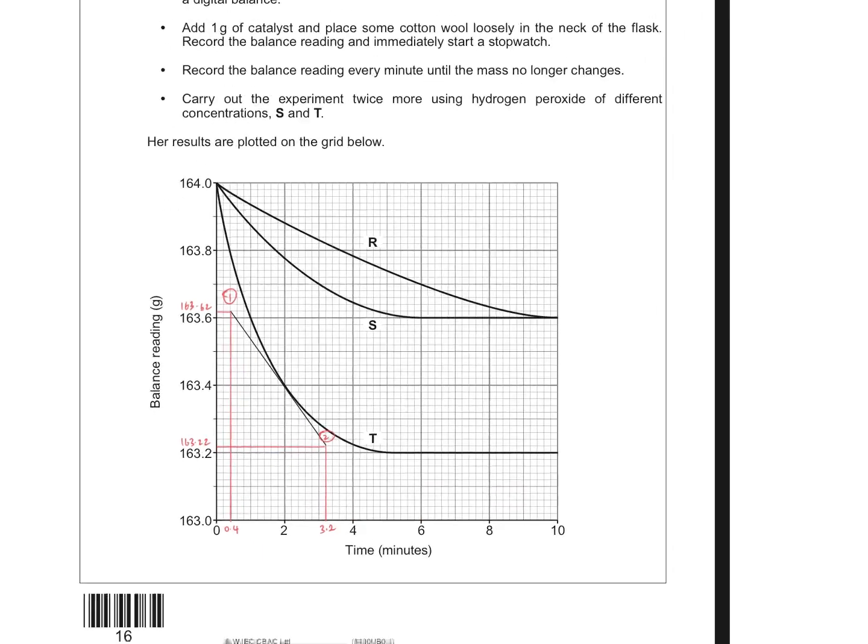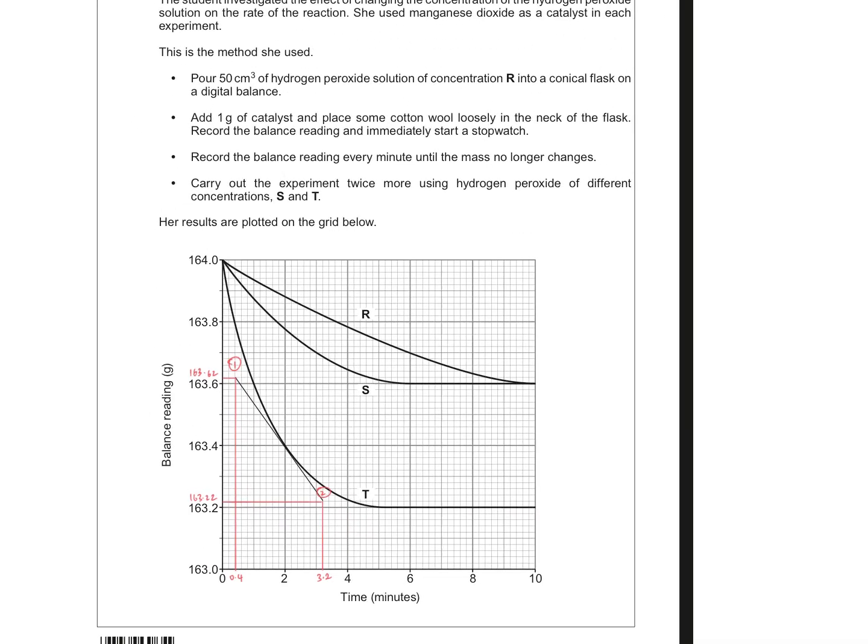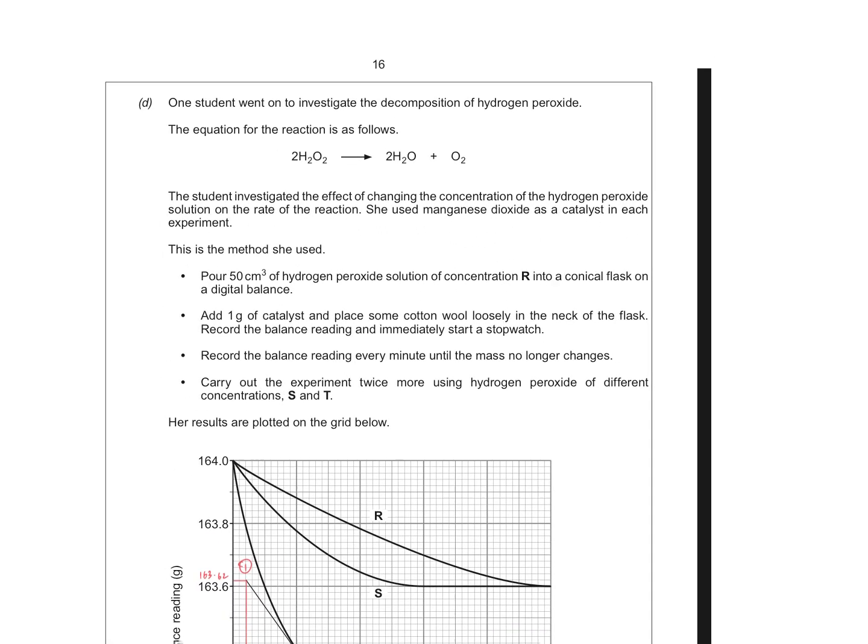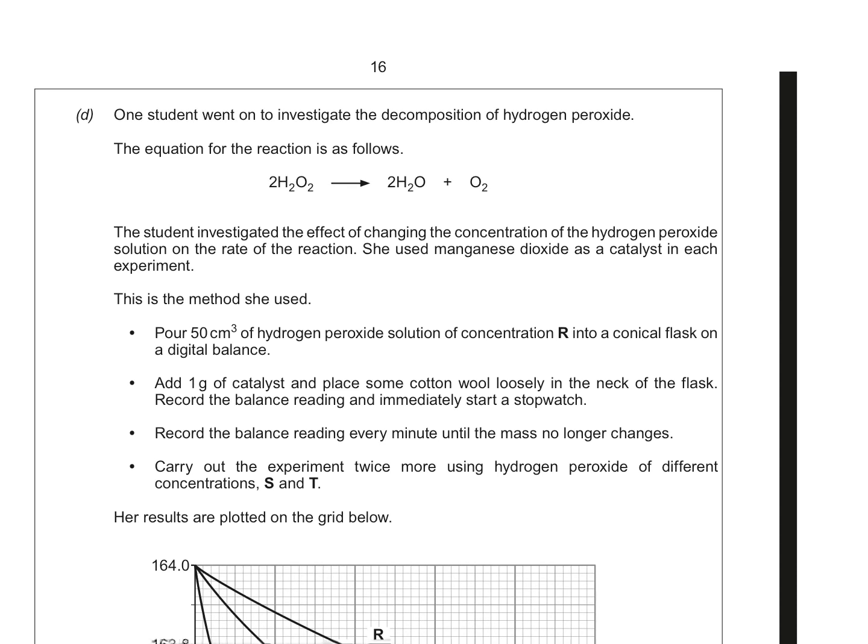Now, what I want everyone to do is you're going to have to flick back and forth from this page. So I'm going to read the page to you, and then I'm going to go over for my answers. So one student went on to investigate the decomposition of hydrogen peroxide. The equation is shown. The student investigated the effect of changing the concentration of the hydrogen peroxide solution on the rate of reaction, and she uses manganese dioxide as a catalyst in each experiment.